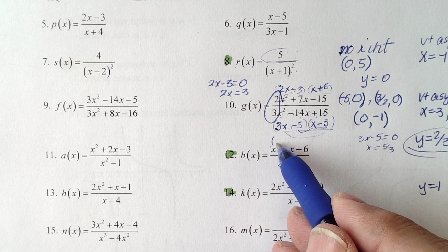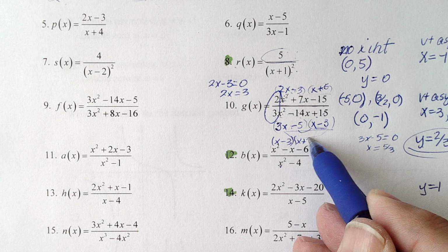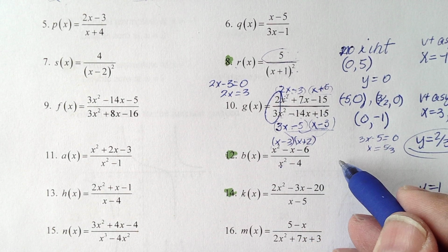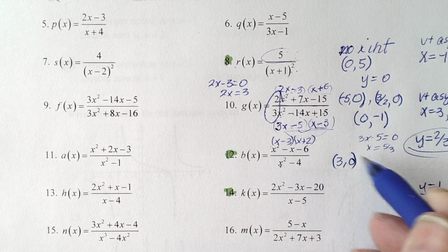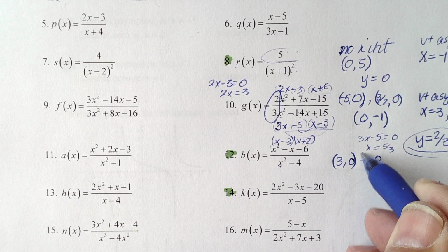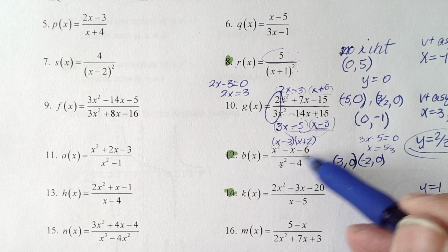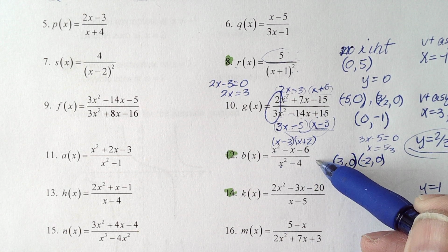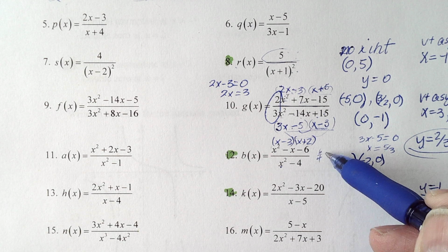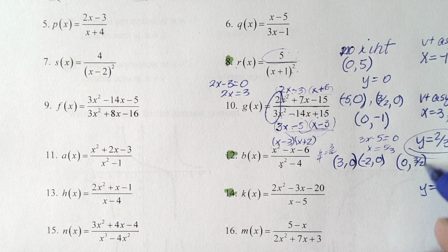This factors to x minus 3 and x plus 2. So x-intercepts are 3 will make it be 0. -2 will make it be 0. There's the x-intercepts. Y-intercept, I put in 0 for all the x's, and I get -6 over -4, which is 6 over 4, which reduces to 3 over 2. So if I put in 0 for x, I get 3/2 as the y-intercept.